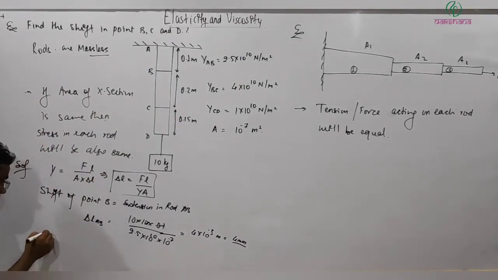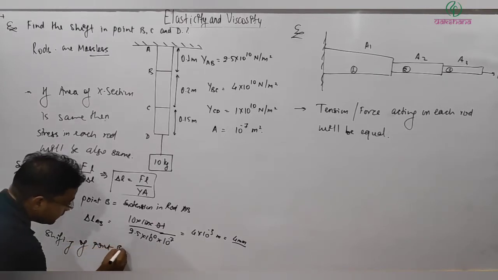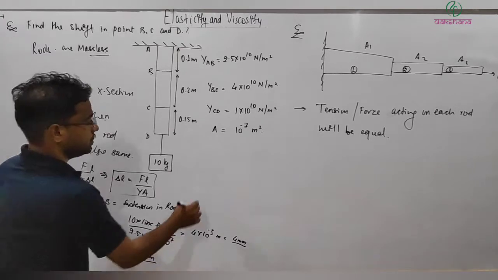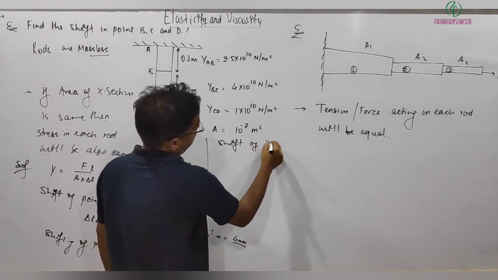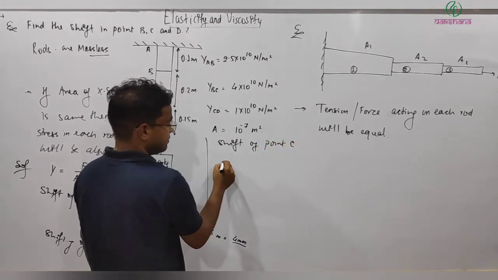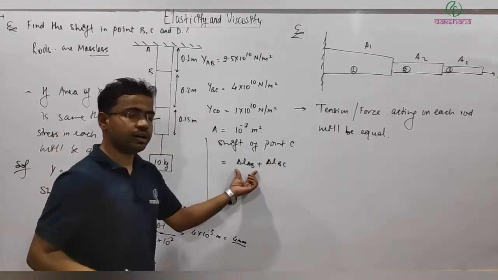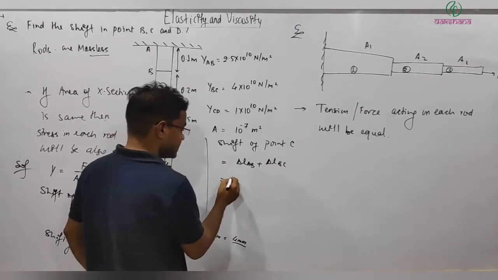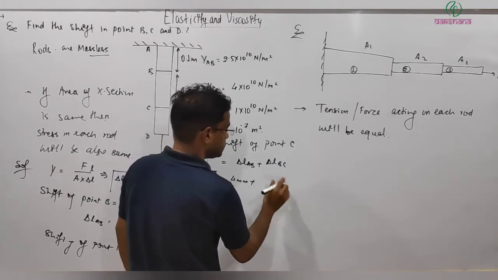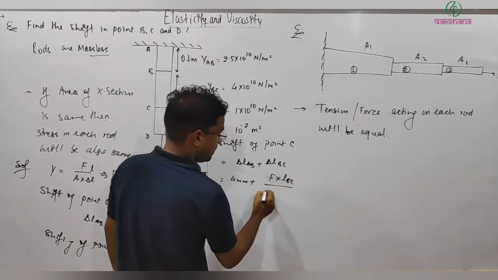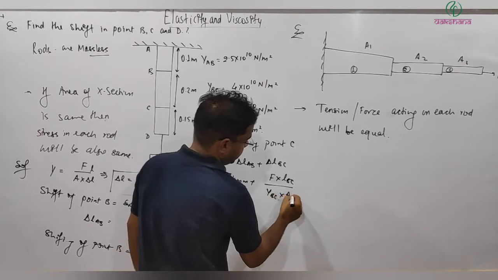Similarly, you can write shift of point B, that is equal to 4 mm. Now shift of point C will be equal to delta LAB plus delta LBC. We already got this, 4 mm. Let's calculate this one also. So that is 4 mm plus delta LBC, which can be written as F multiplied by LBC divided by YBC into area, because area of cross section is the same.